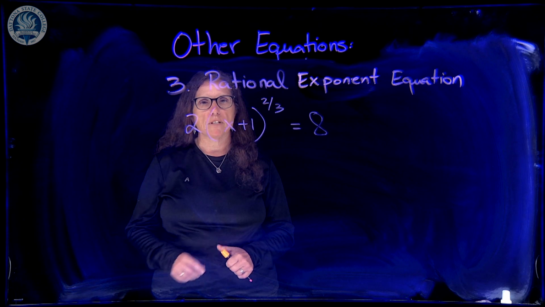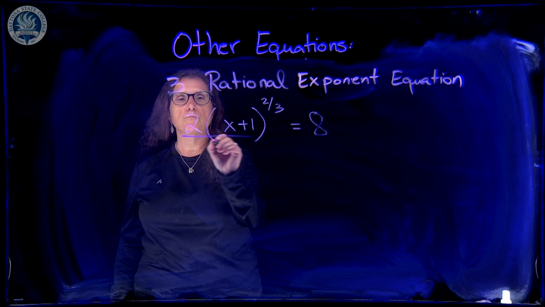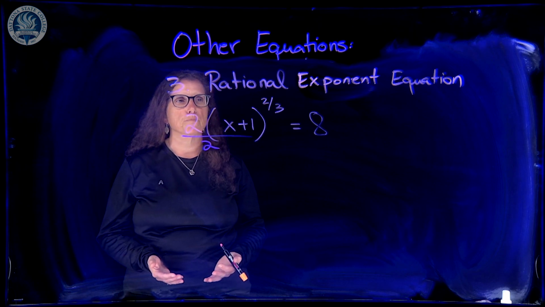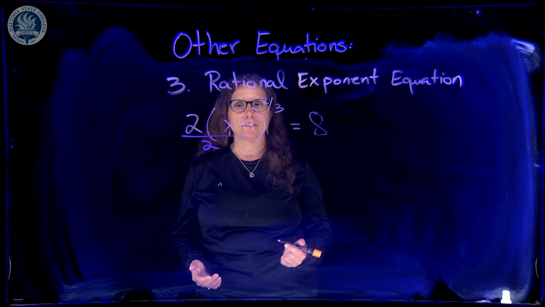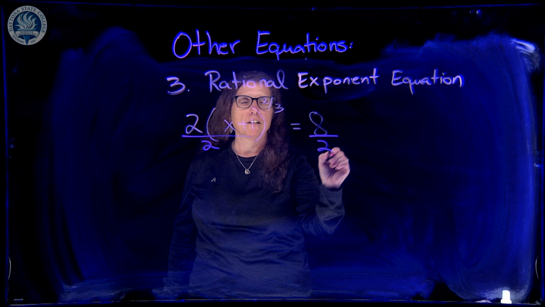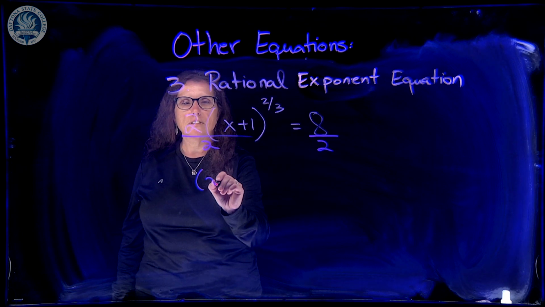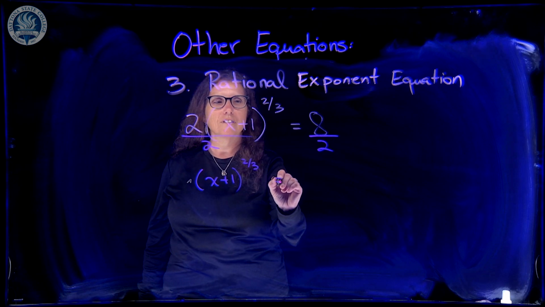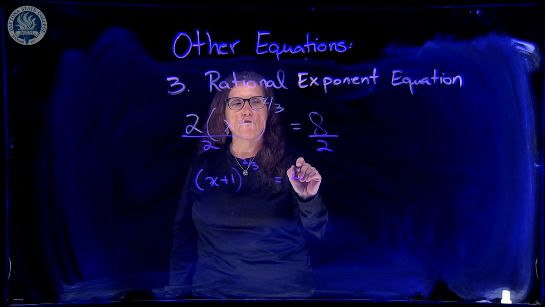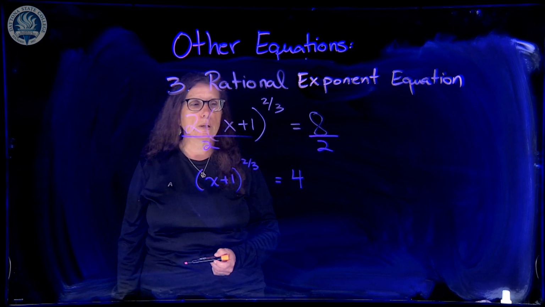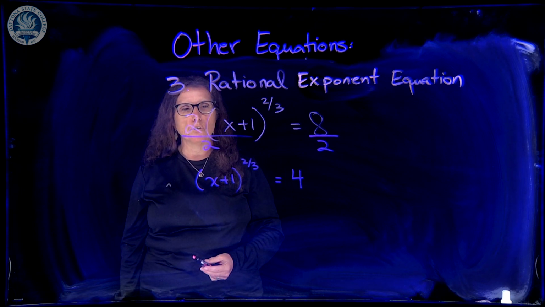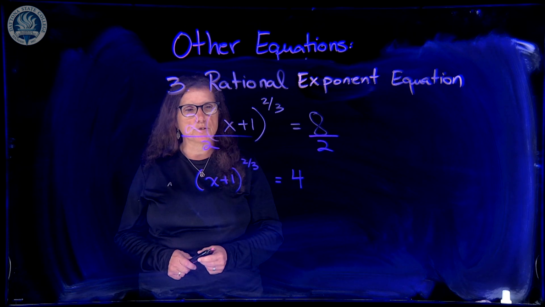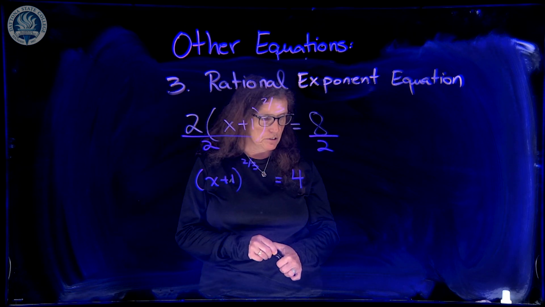The first step is you want to divide by 2. You want to isolate the expression that has the rational exponent. So we're going to divide by 2, and we're left with (x + 1) to the 2/3 power equals 4. Okay. Now, somehow, we need to get rid of this 2/3, that rational exponent.